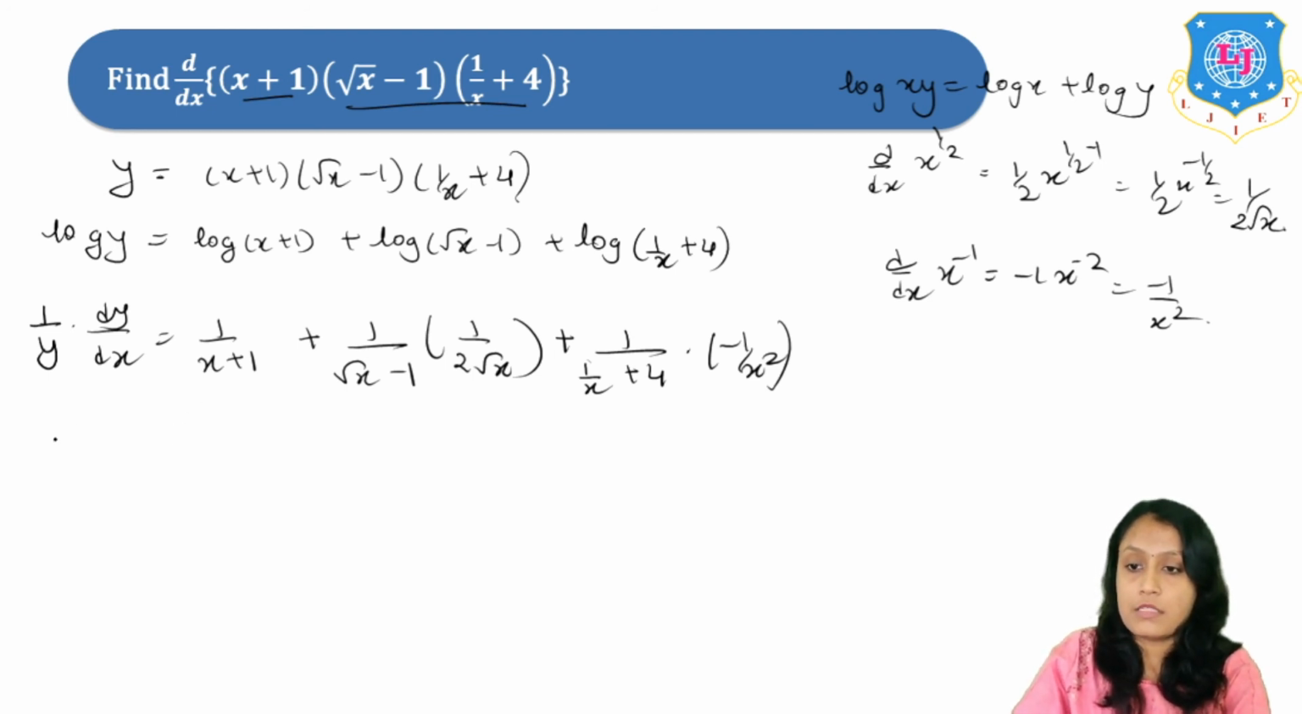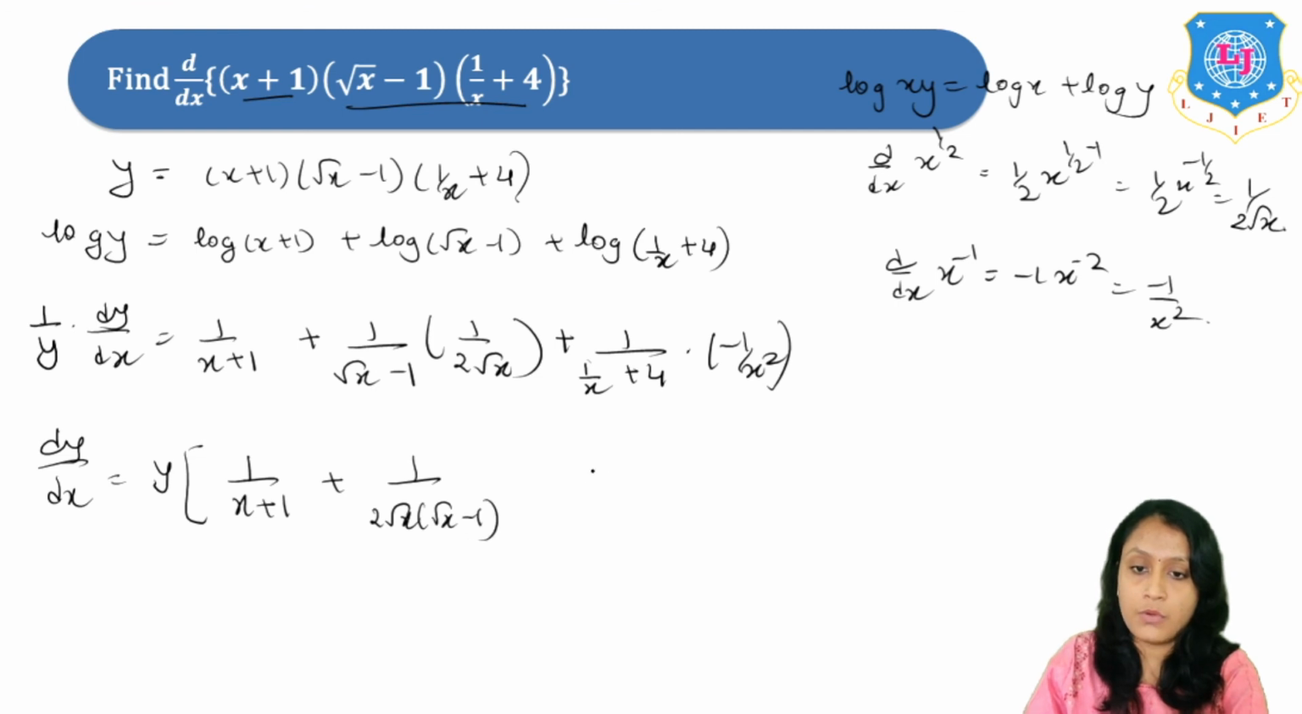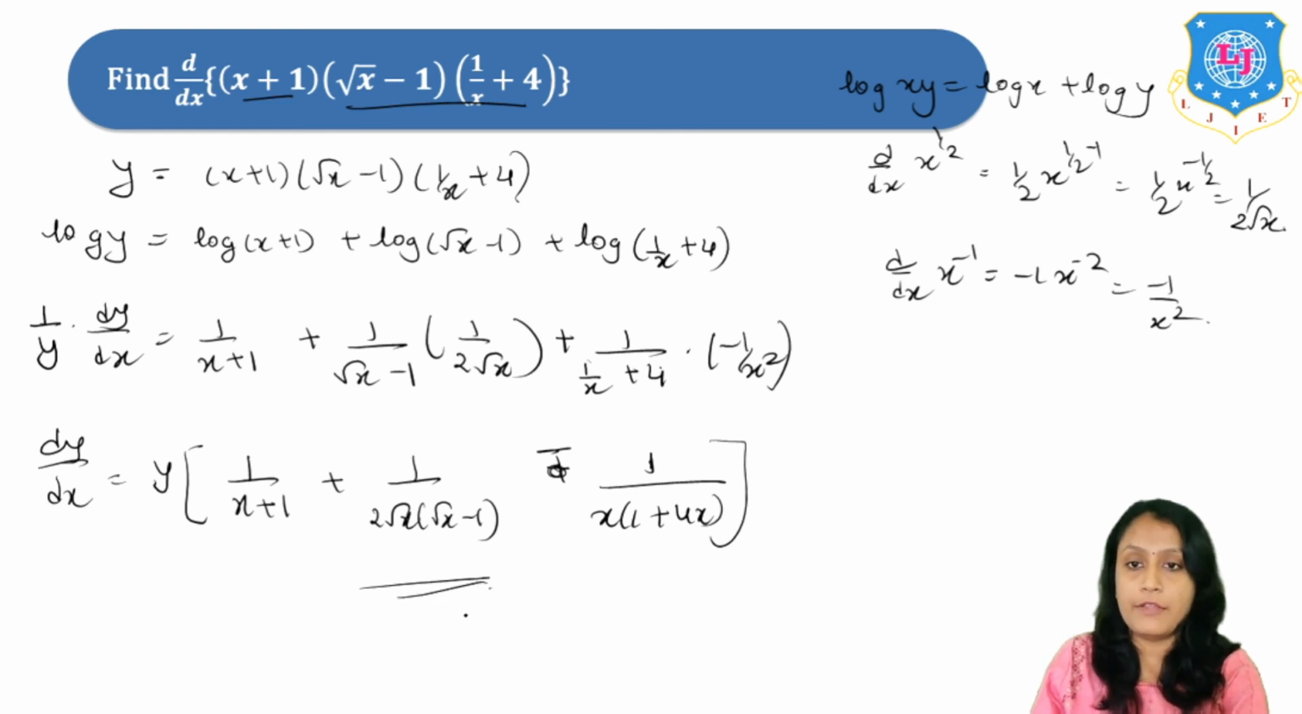Now simplify. Okay, so dy by dx is equal to what? Multiply y over here. Okay, so here we have 1 upon (x plus 1) plus 1 upon 2 root x into root (x minus 1). Okay, plus now take LCM, so x will multiply over here and x will go to numerator and 1 x will get cancelled. Okay, and here we have minus sign, so here we will write down negative sign. So here we have minus, right? Simplify, so in denominator we have x and (1 plus 4x). Okay, and here we have 1. Okay, so this is the final simplification.